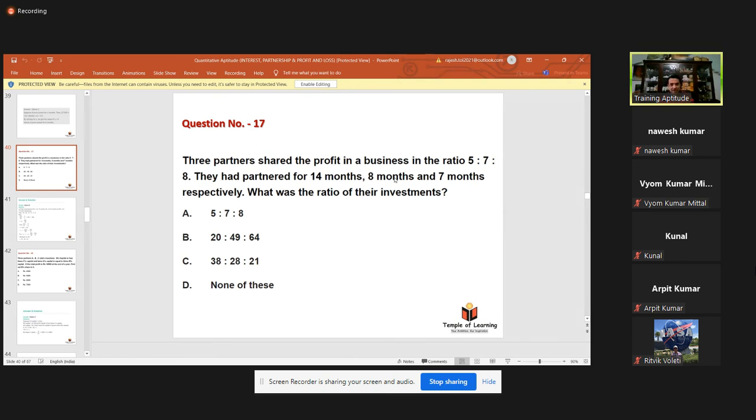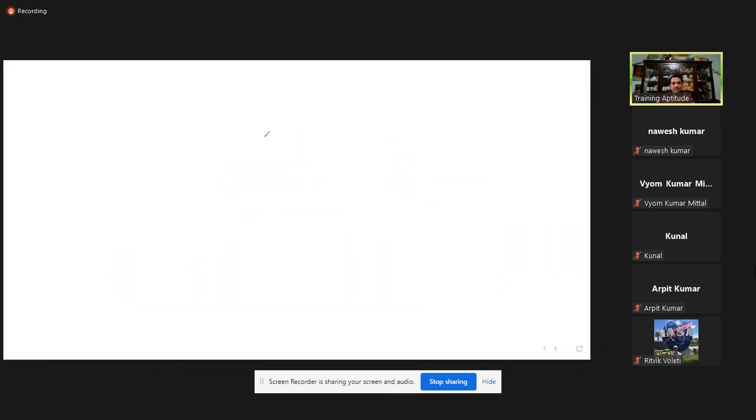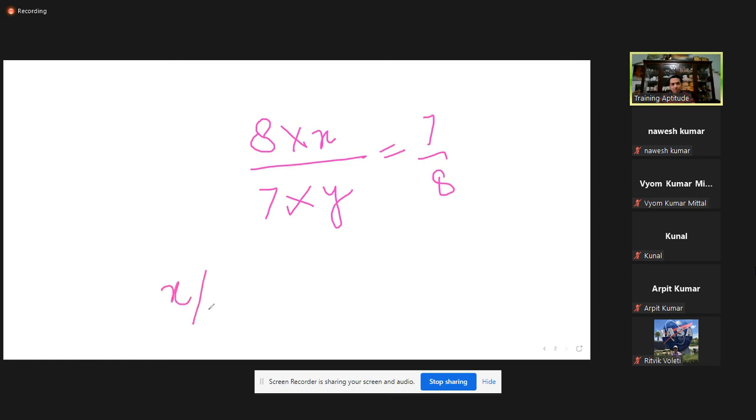So if I check for the second and third, so 8 months into x upon 7 into y should be 7 upon 8. Okay, let me check for the second one. So what does it say? 8 into x upon 7 into y should be equal to 7 upon 8. X upon y will be 49 upon 64. See?